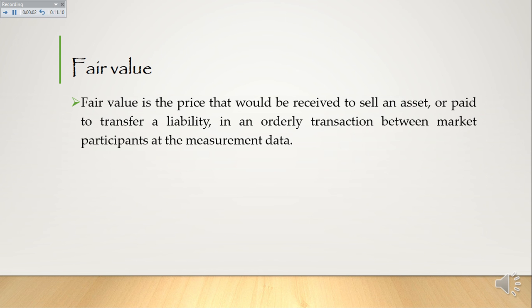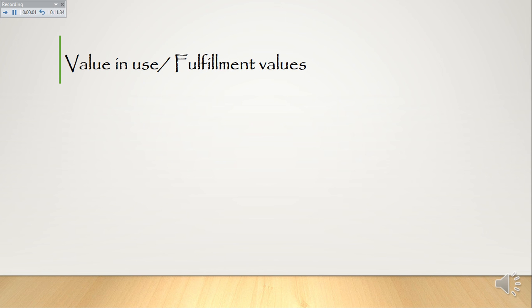Fair value is the price that would be received to sell an asset or paid to transfer a liability in an orderly transaction between market participants at the measurement date. Ang ibig sabihin dito, ang fair value ay hindi derived from the transaction price at hindi rin ito affected by transaction cost. Value in use for fulfillment values.